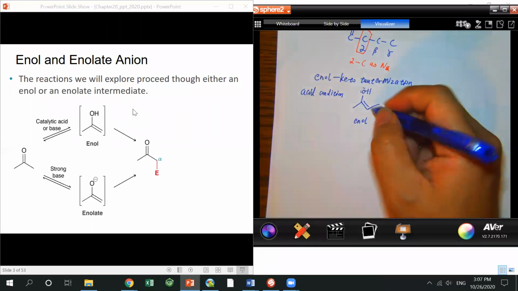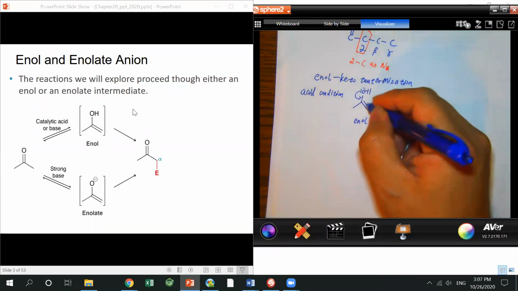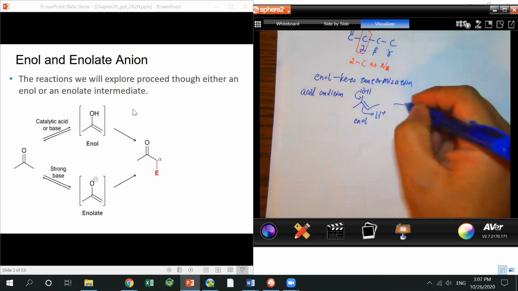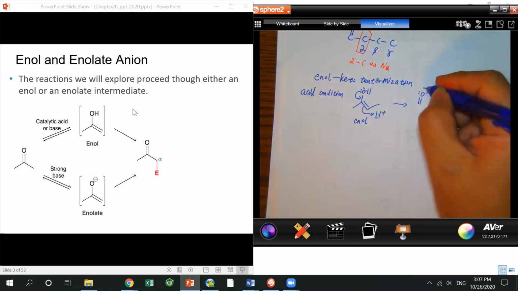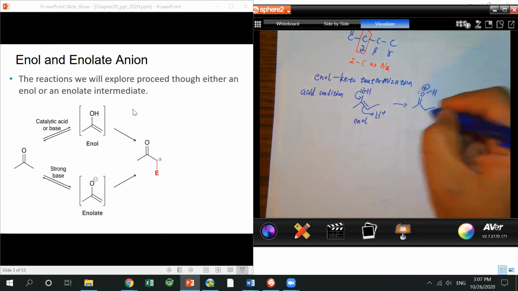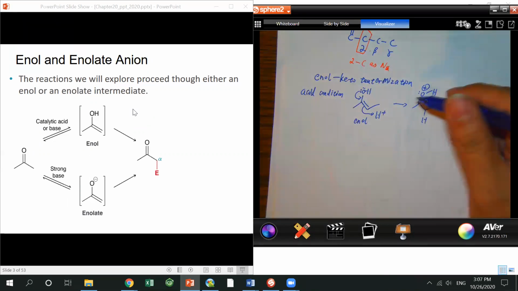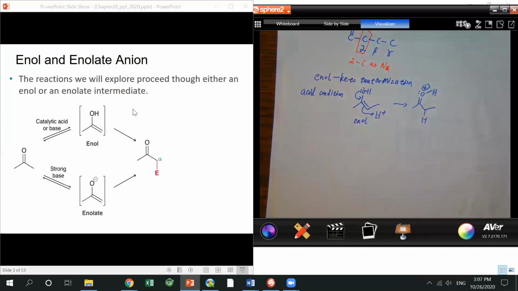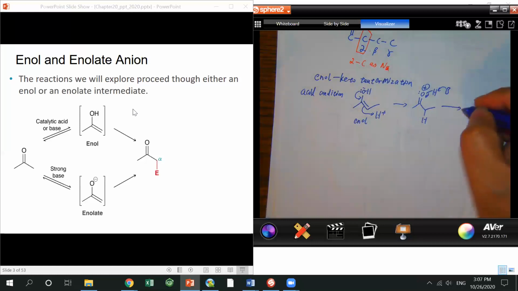The lone pair electrons on oxygen come down, and the shared electrons between the alpha carbon and the carbonyl carbon pick up one proton. Then this proton is picked up by some kind of base, normally a weak base like water. That gives you the final ketone.